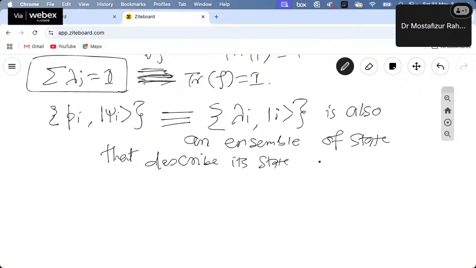that describe its state with the density matrix rho. So this is an important comparison, because now I can relate this, and how we can relate this is like this.